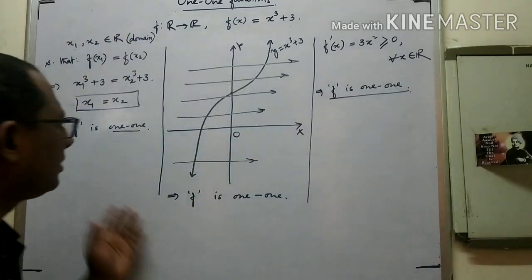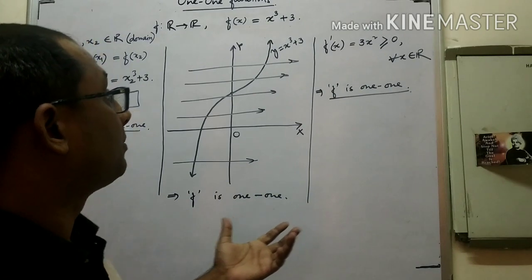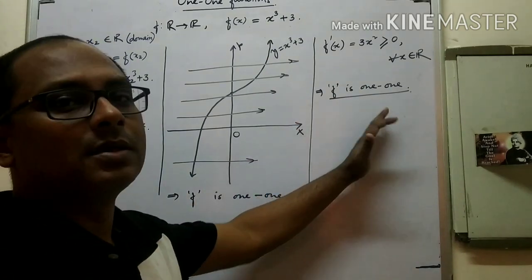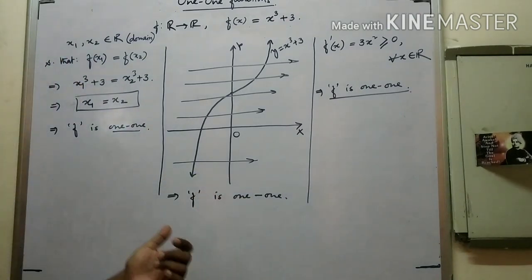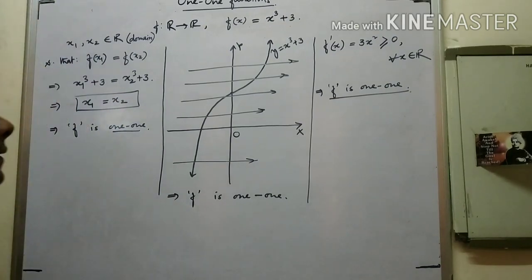Why do we need to know all the three methods? Because we never know which question will be easier by which method. Some questions are very easy by this method, some by that method, some by another. So we need to know all the three methods equally well. Okay, we'll go for the next question.